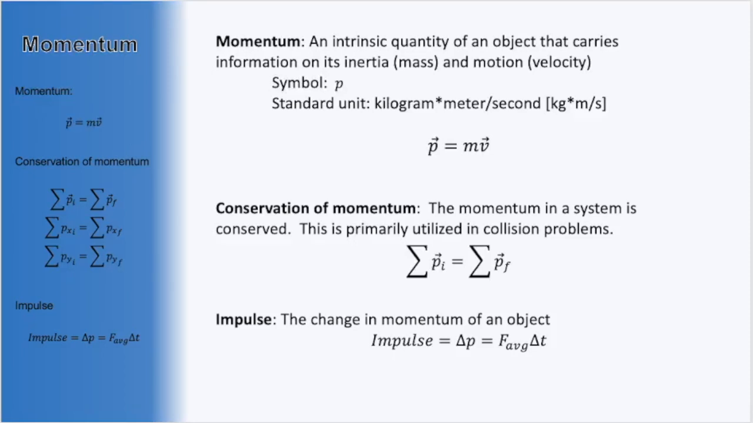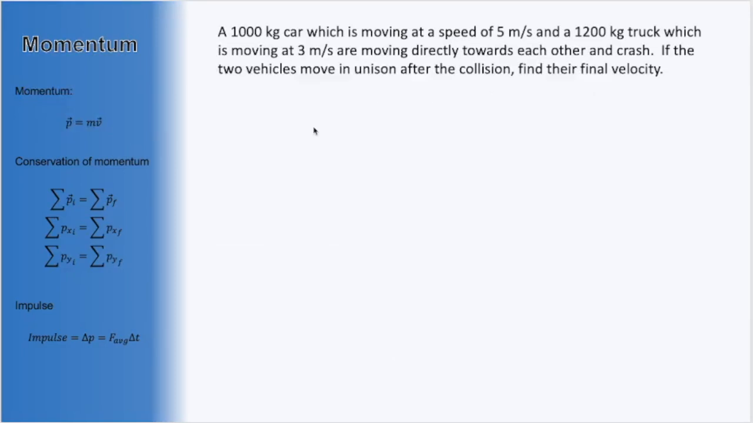During our study of momentum, we also learn about the quantity called impulse. Impulse is defined as the change in momentum that an object experiences. It can also be found by multiplying the average force that is applied to the object by the time that force was applied. Let's take a look at a collision problem to see how conservation of momentum gets applied.